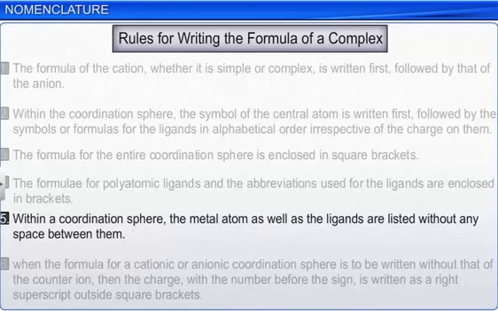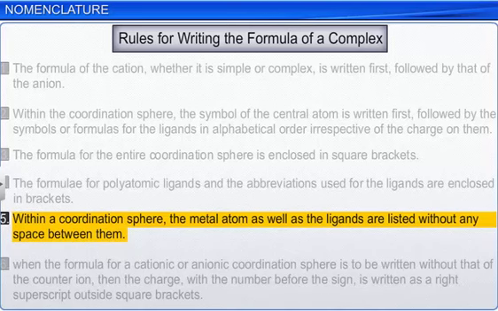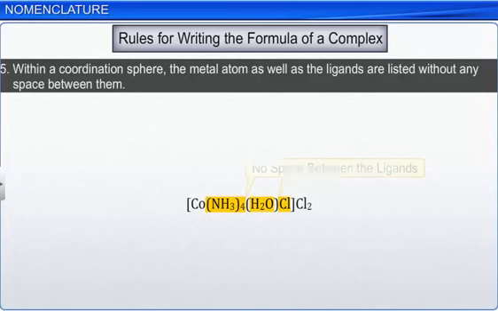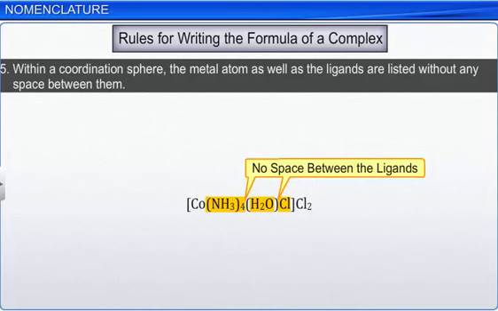One more rule is that within a coordination sphere, the metal atom as well as the ligands are listed without any space between them. For example, in the complex of cobalt shown here, the ligands ammonia, water, and chloride are listed without any space between them.